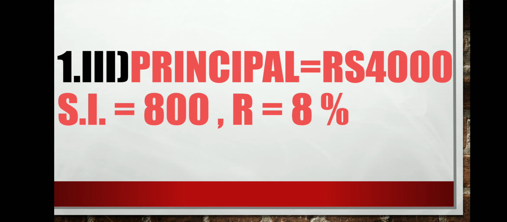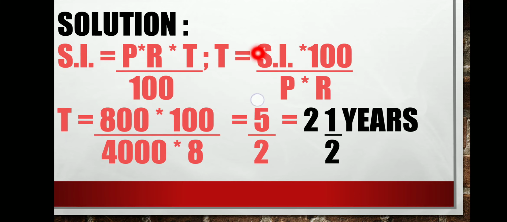Now the third one, principal is rupees 4000, SI 800 and rate of interest 8. We'll just put these values into the sub formula of time, that equals SI into 100 divided by P into R. Again 800 into 100 divided by 4000 into 8, that comes to 5 by 2, and we'll convert this 5 by 2 into a mixed fraction, 2 whole 1 by 2 years. So this is how we find the time.